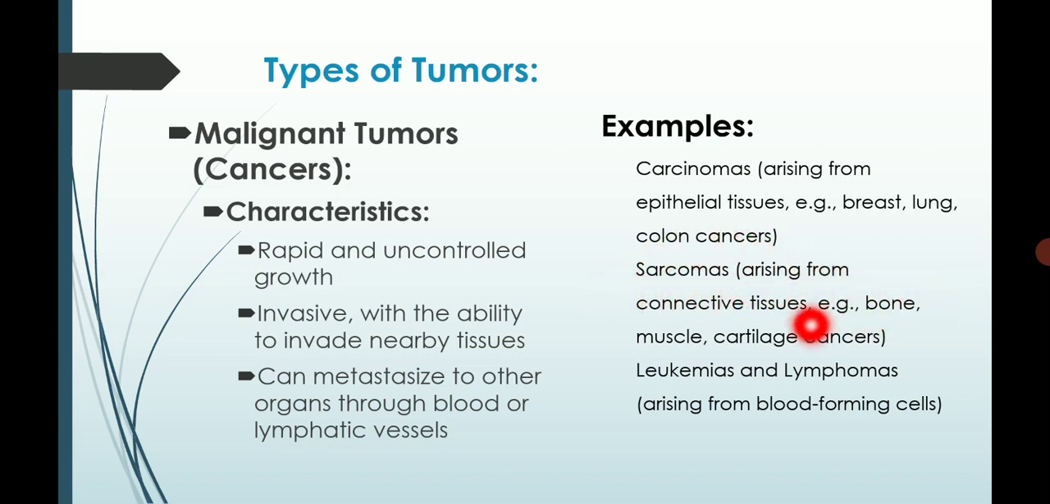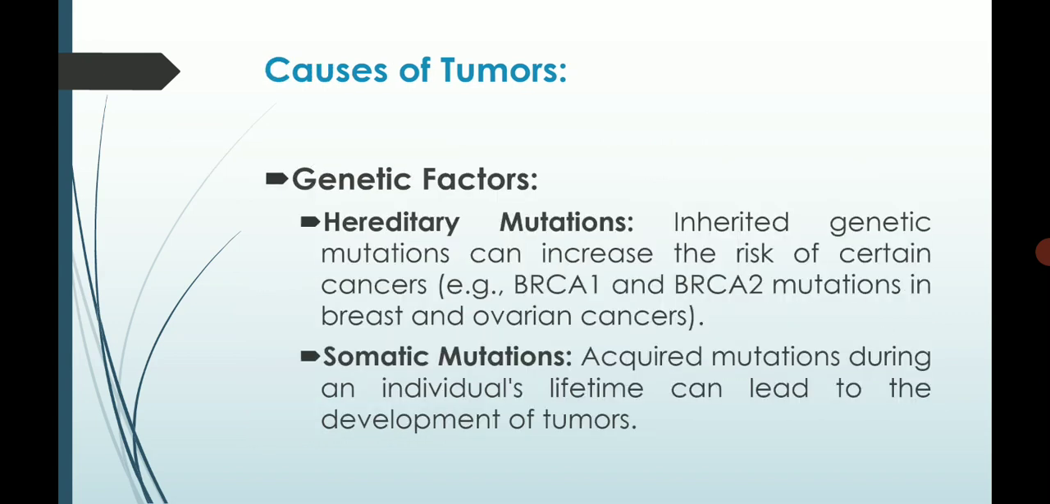Example, bone, muscle, cartilage cancers. And also leukemias and lymphomas, these are forming in the blood forming cells. So these are the different types of examples for the malignant tumors. Next, we will discuss the causes of the tumor.